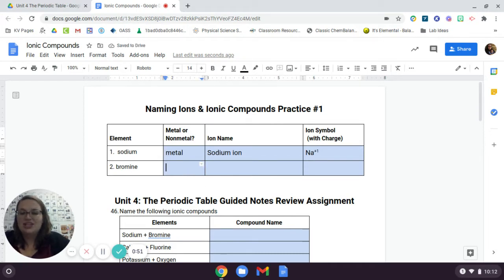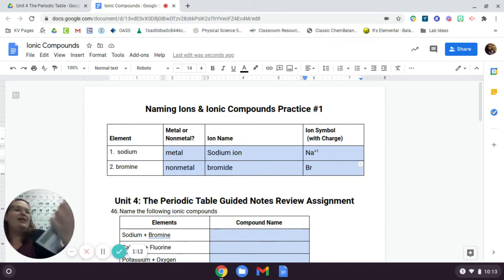Bromine is a non-metal, so we're going to keep the root of that, and we're going to add ide to the end of it. So bromine becomes bromide, and that is Br, and that is located in group 17, and it has a 1- charge. I'm looking at a periodic table that doesn't have elements on it.